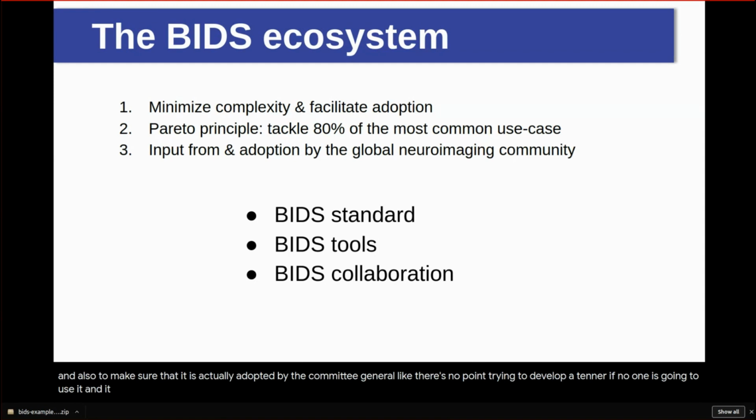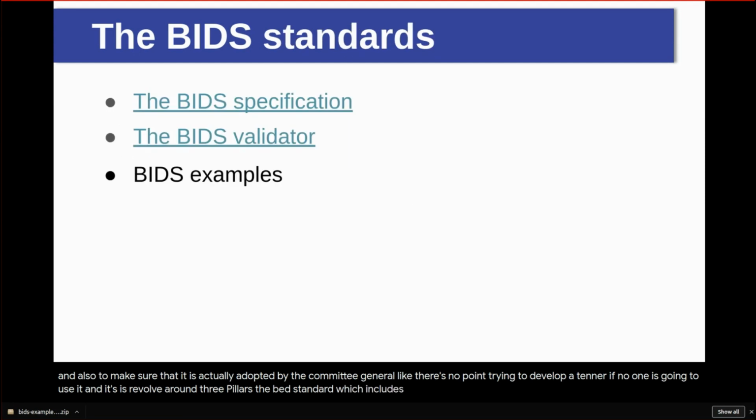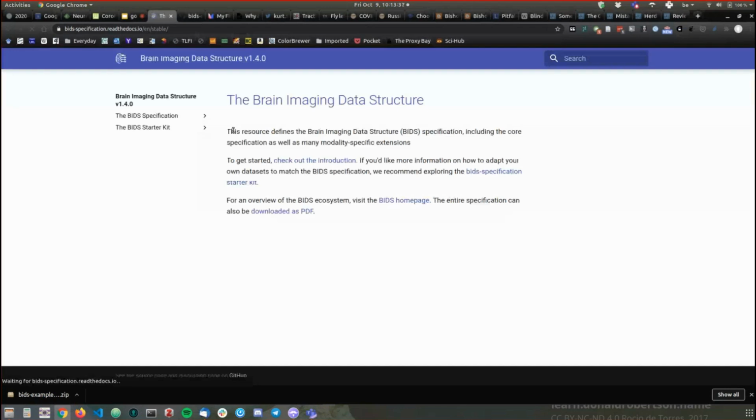And the whole BIDS organization revolves around three pillars: the BIDS standard, which includes the specification. Okay, I'm going to jump there again. I'm switching website all the time, I'm sorry. The BIDS specification is a really formal document describing how you should organize your data.